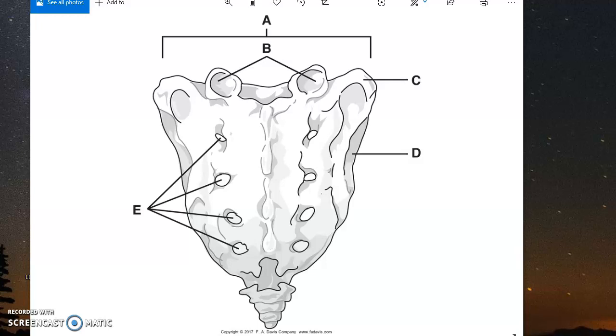All right, welcome to Chapter 17 lecture on the pelvic girdle. So following along on your lecture notes, we're going to talk about the sacrum.